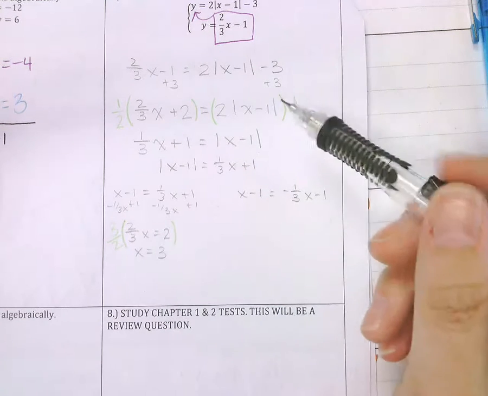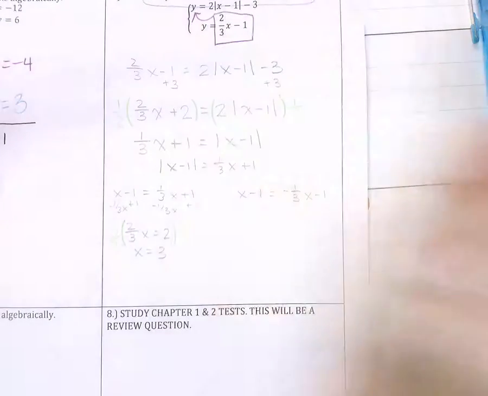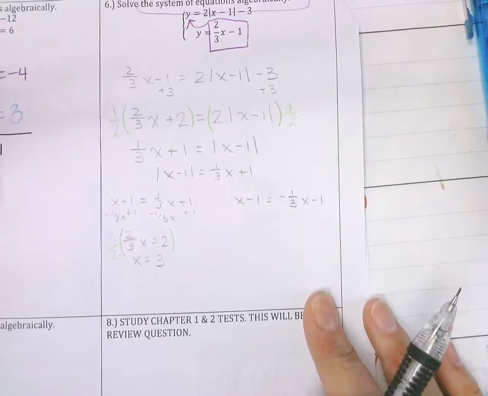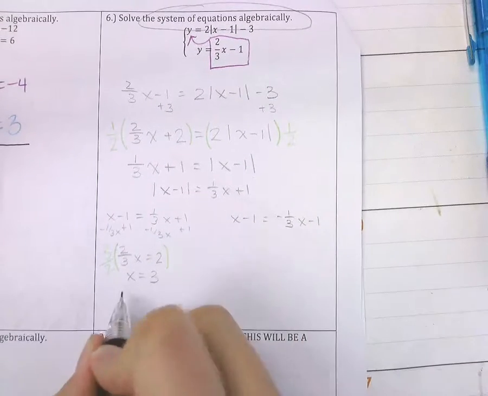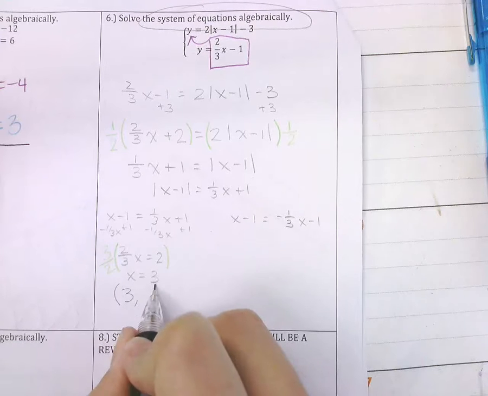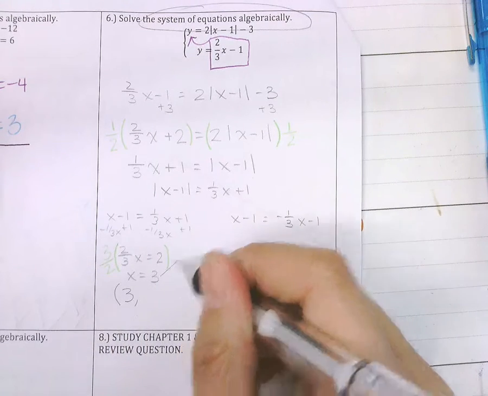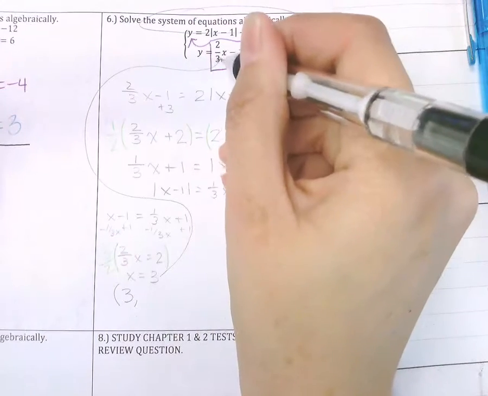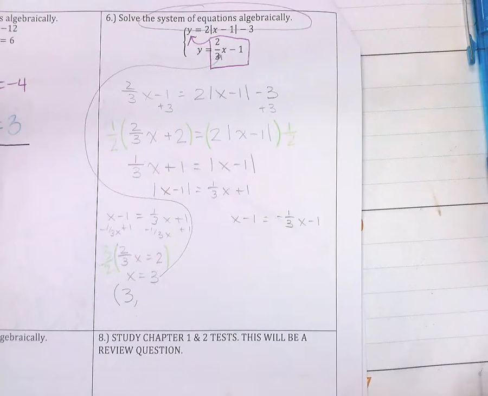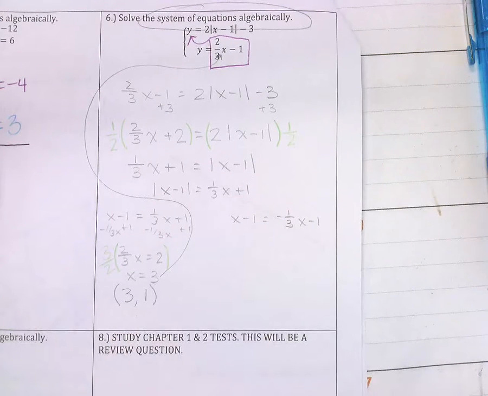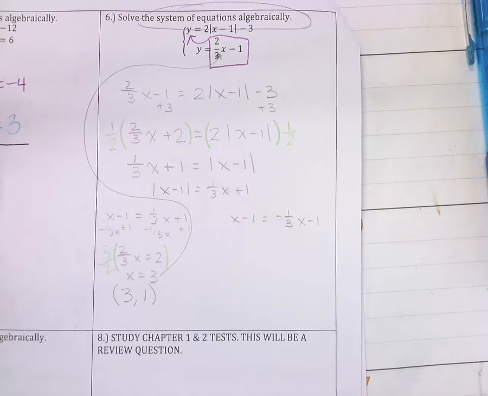Now remember, we're solving a system of equations, right? So a system of equations has an x and a y. What is the y that goes with 3? If you take it and plug it back in, substitute, you get what? You get 1. Yeah, 1 was right. An educated guess.